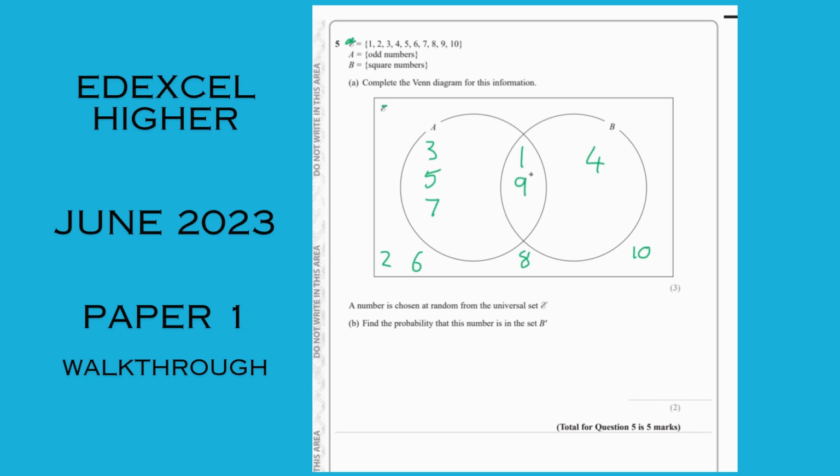So find the probability of the complement of B. So that means outside of circle B. There are 3 numbers inside B. So that means we've got 7 out of 10 outside of B.